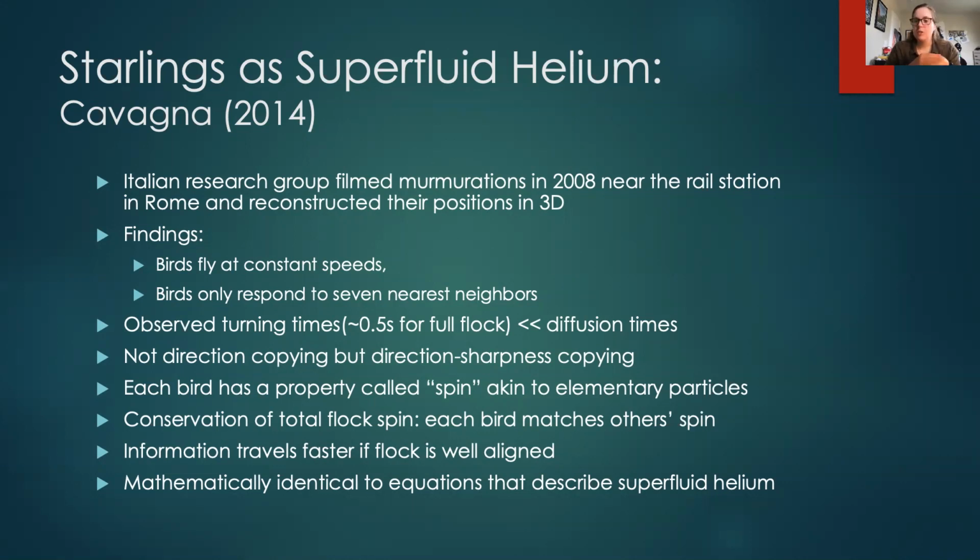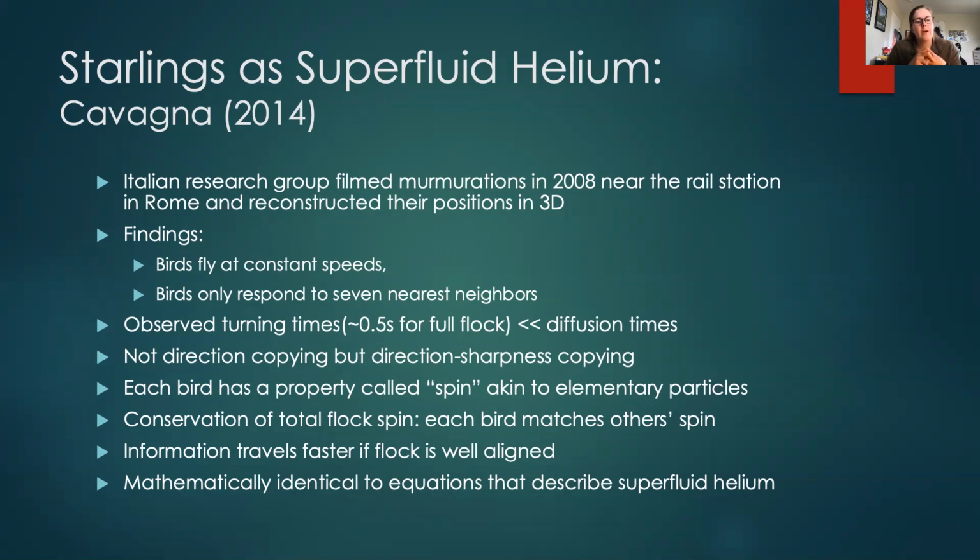So information can't dissipate. Another finding is that the birds aren't just following the direction of their nearest neighbors, their 7 nearest neighbors, but they're following the direction sharpness and mimicking that. And that there has to be some sort of spin property that all of the birds have, and that the flock has a conservation of spin, total flock spin. And so each bird is matching the neighbor's spin such that the whole flock maintains that conserved total spin number.